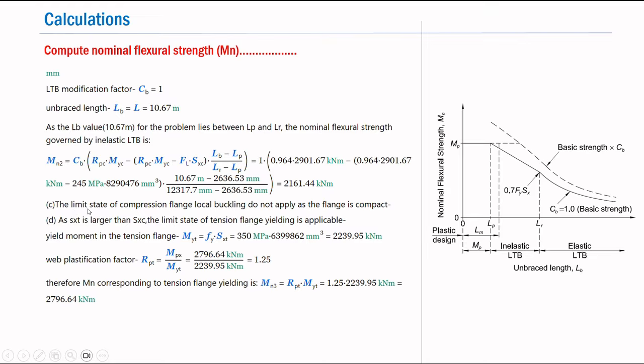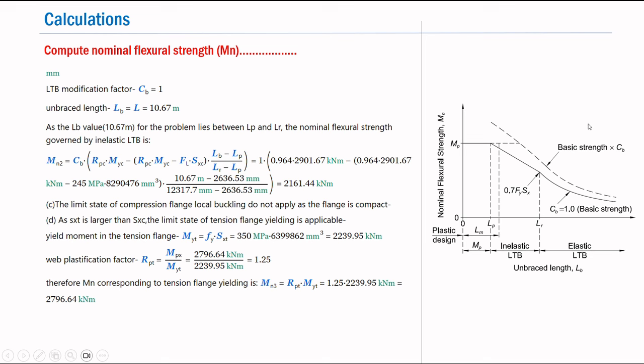Now there is also another limit state prescribed by the code for the calculation of Mn. But this limit state of compression flange local buckling does not apply in our case as the flange is compact. And finally, there is one more mechanism, that is the limit state of tension flange yielding, for which we evaluate the web plastification factor as 1.25 and the corresponding Mn as 2796.64. So from all the four mechanisms that govern Mn, we find that it is the LTB that governs our design checks, and the corresponding nominal moment capacity is 2161.44.